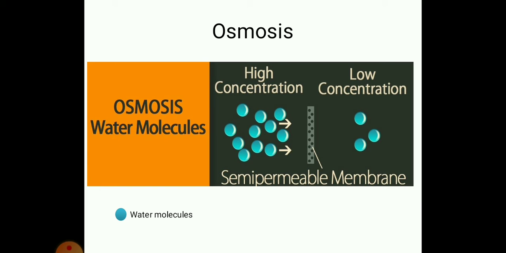Next process is osmosis. It is a special type of diffusion whereby water molecules move from higher concentration to lower concentration through a semi-permeable membrane. Semi-permeable membrane means a membrane which allows only a few molecules to pass through. Examples of semi-permeable membrane are parchment paper, urinary bladder of frog, etc.